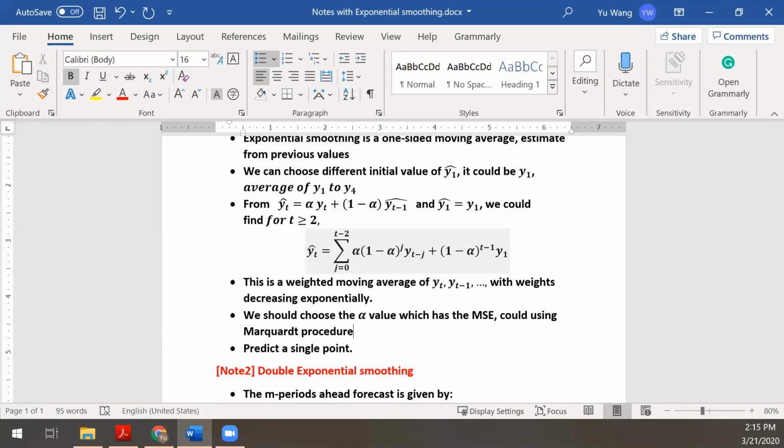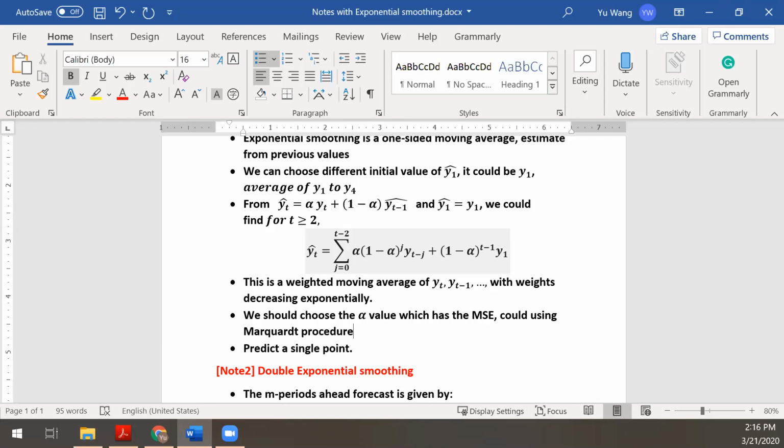Another problem of exponential smoothing is that, like the moving average, it can only predict a single point. So here we introduce another method called double exponential smoothing. The major idea of this method is to decompose the series data into two components. First, the intercept, which is called the level, and the second part is the slope. So you can predict the larger trend of this series.